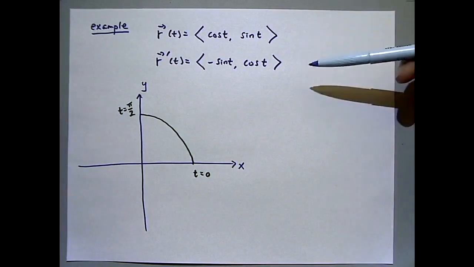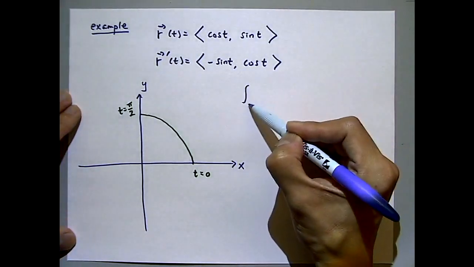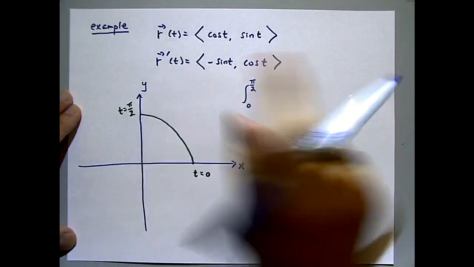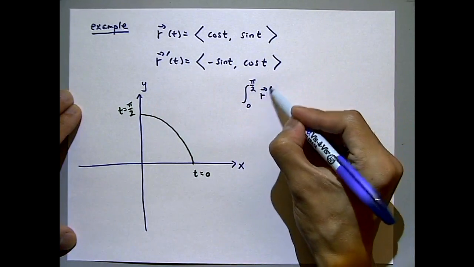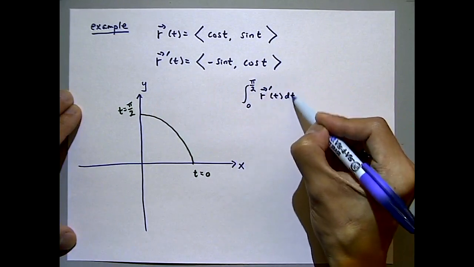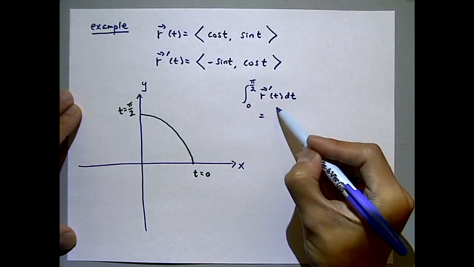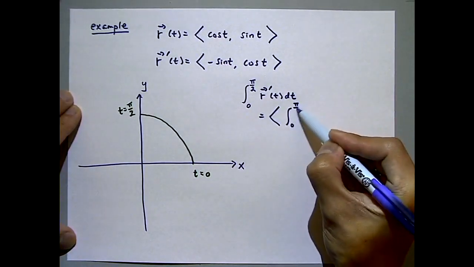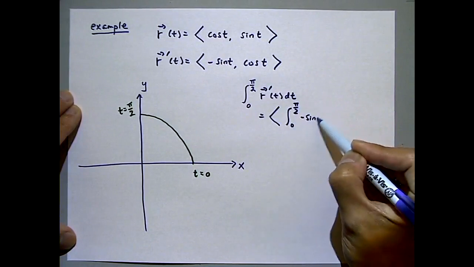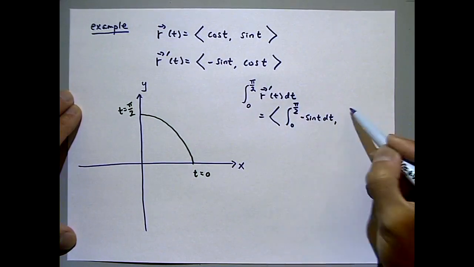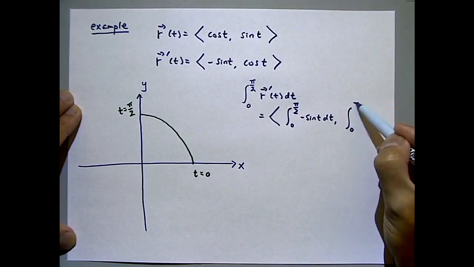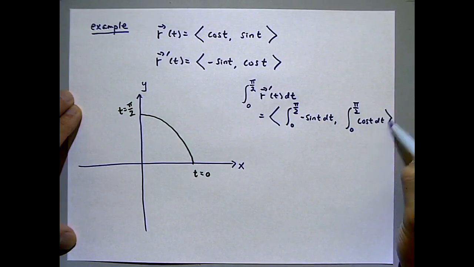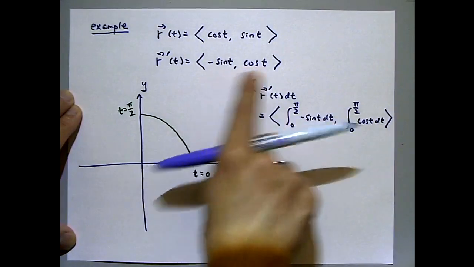Okay, let's look at the integral of this. The integral from 0 to pi over 2 of r prime of t is equal to the integral from 0 to pi over 2 of minus sine of t dt, comma, integral 0 to pi over 2 of cosine of t dt. Okay, we integrate the components.